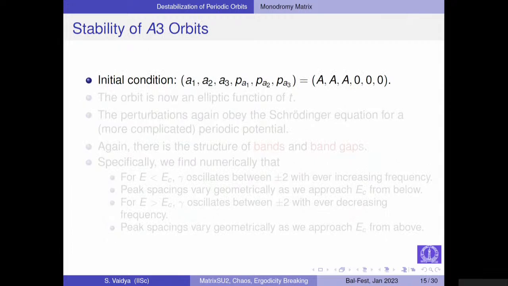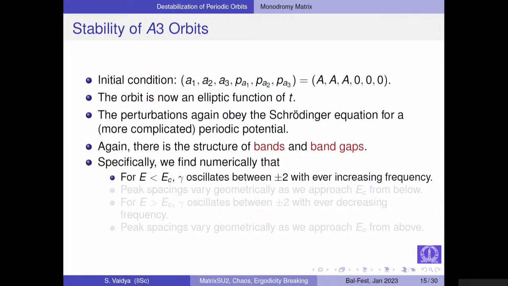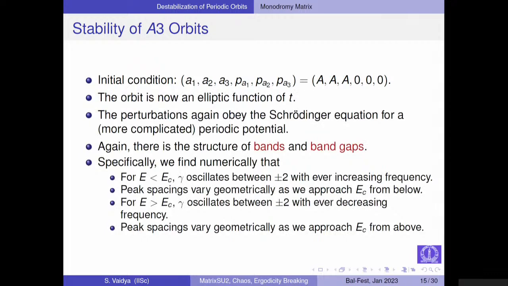So we'll have more to say about A3 and A4 orbits, but let me tell you about the monodromy matrix for the A3 orbits. Again, the idea is very similar. I'll go through this a bit quickly. These are the initial conditions that describe A3 orbits. You can solve for the actual orbit, but now it is an elliptic function. So you again look for the perturbations, and so on.